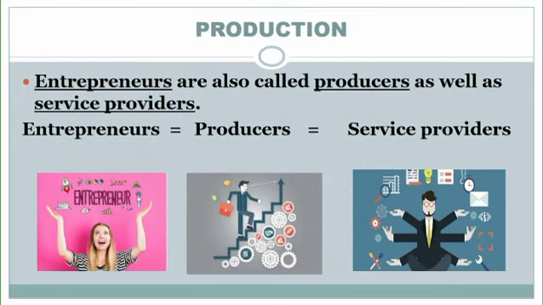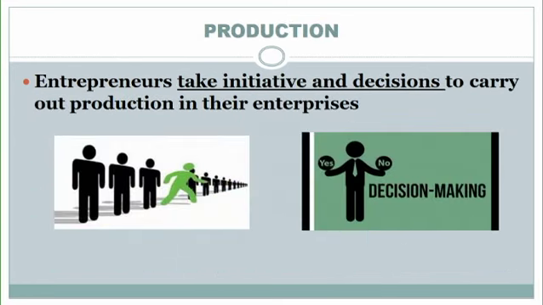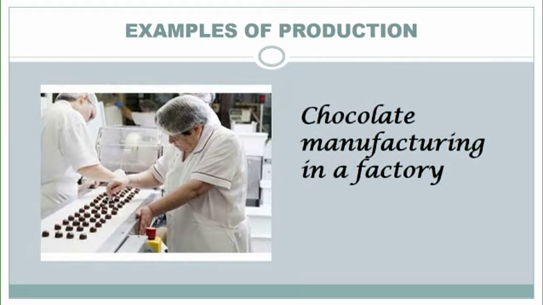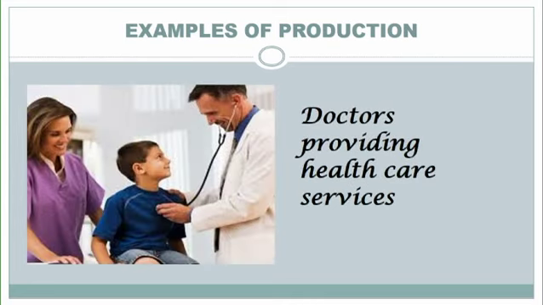Entrepreneurs are also known as producers and service providers. Entrepreneurs take initiative and decisions to carry out production in their enterprises. Some examples of production are production of shirts in a factory, the manufacturing of chocolate in a business, doctors providing healthcare services, and so on.